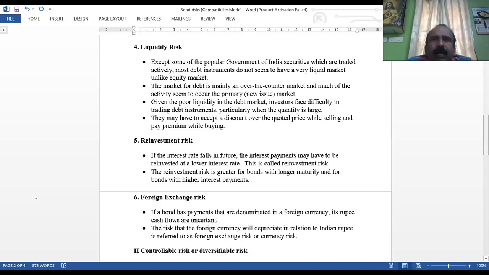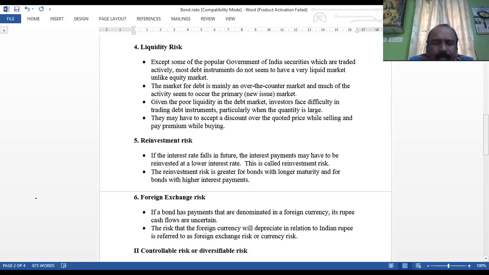Then we have reinvestment risk. After receiving the interest from the company, we can reinvest in some other instrument. When the interest rate falls, the future interest payments may have to be reinvested at a lower interest rate. That is called reinvestment risk. When the interest rate is falling, we have to invest in instruments which offer lower interest. The reinvestment risk is greater for bonds with a longer maturity and bonds with higher interest payments. When we have a longer maturity period, you will receive interest for a longer period, so there is reinvestment risk attached to it.